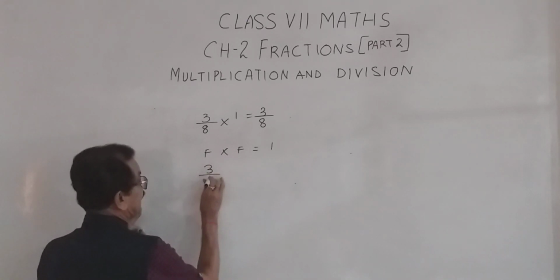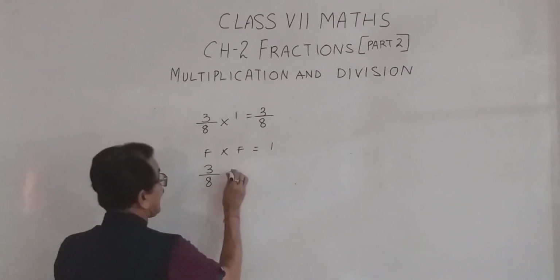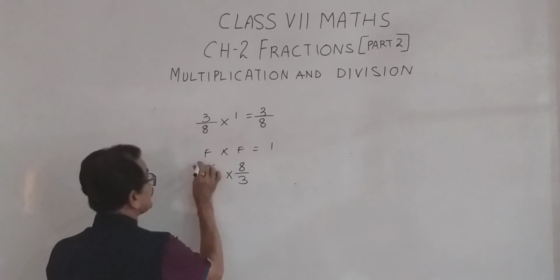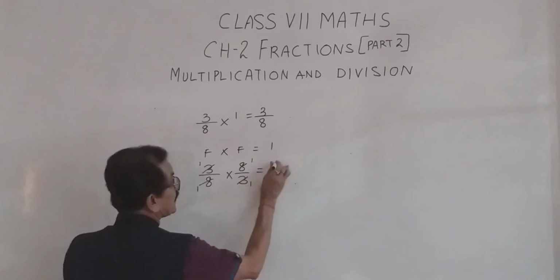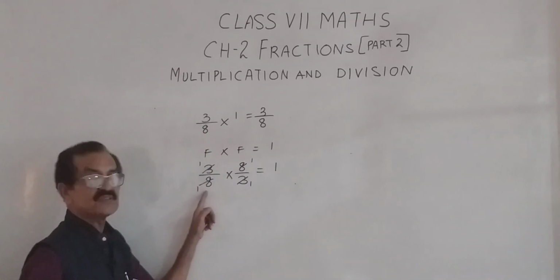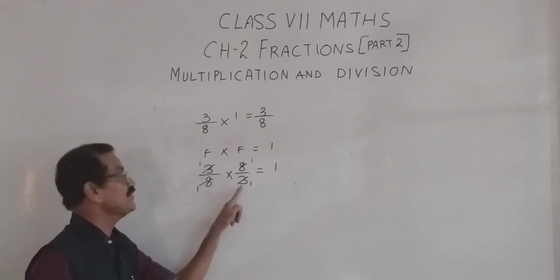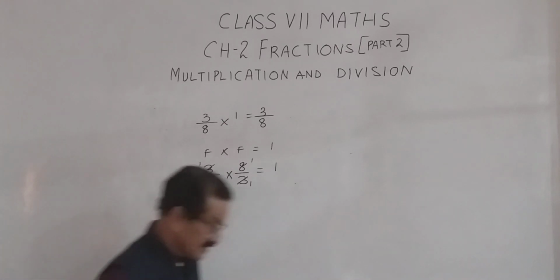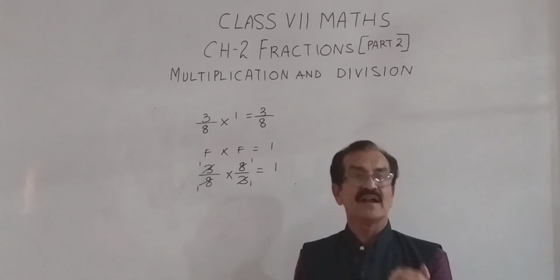I have 3 by 8. So the multiplicative inverse of 3 by 8 is 8 by 3. So when we multiply them, 3 and 3 are divided by 3, and 8 and 8 are divided by 8, to give us an answer, a whole number 1. So the multiplicative inverse of 3 by 8 is 8 by 3, and the multiplicative inverse of 8 by 3 is 3 by 8. Right?